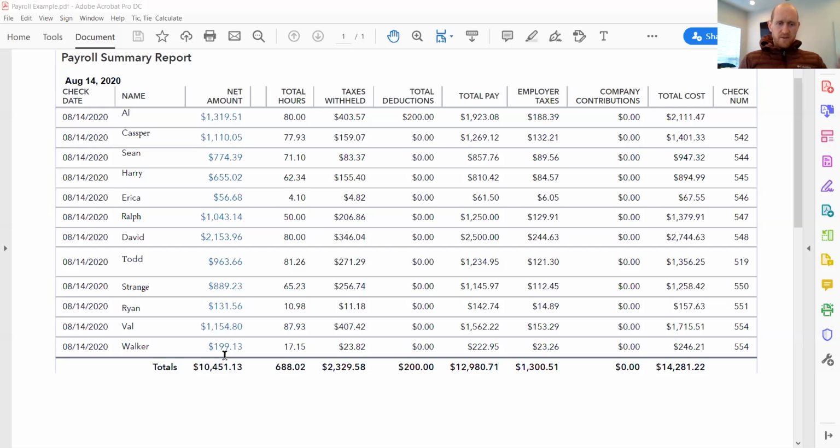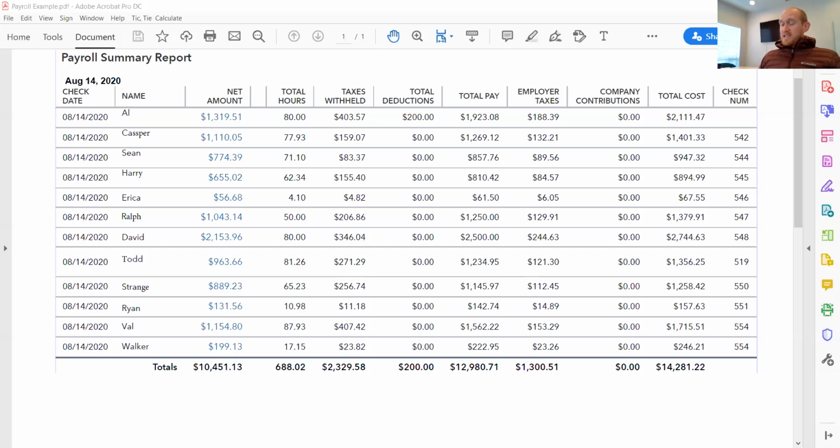Oftentimes those payments are understated in terms of what was actually paid to these employees, because the taxes are withheld. So that net does not reflect those taxes. Now, those taxes are paid with the employer taxes. So often when you see that bank feed, the employer taxes are overstated and the net checks are understated. They need to be entered into your system properly in order for you to get the proper data.